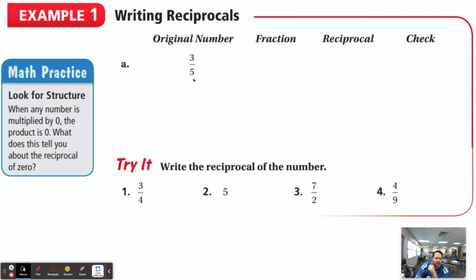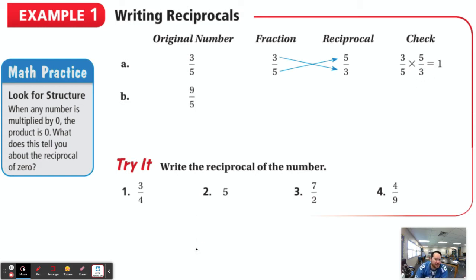So here, if we have the fraction 3/5 and we want the reciprocal of 3/5, you take the 3/5 and you flip it over. It's 5/3. Boom. So the reciprocal is this fraction flipped over. The way to check it is if you multiply the original fraction by the reciprocal, it has to equal 1. And 3/5 times 5/3 indeed equals 1.